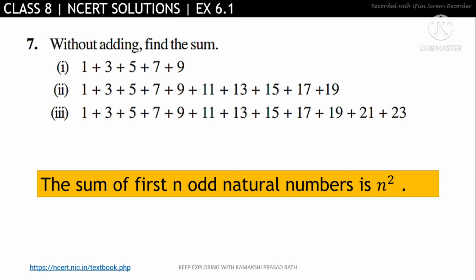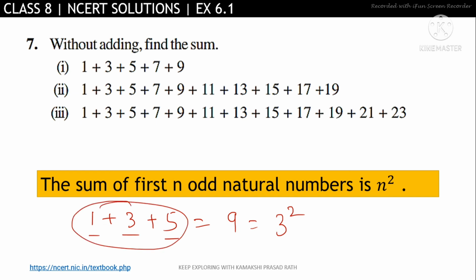That means if I add the first 3 odd natural numbers, starting from 1, so 1, 3, 5 are the first 3 odd natural numbers. If I add them, I get 9, and 9 is nothing but 3 squared. So if I'm adding the first 3 odd numbers, I'm getting 3 squared.